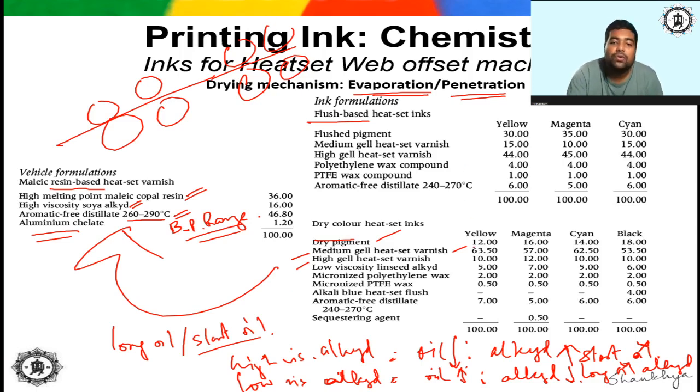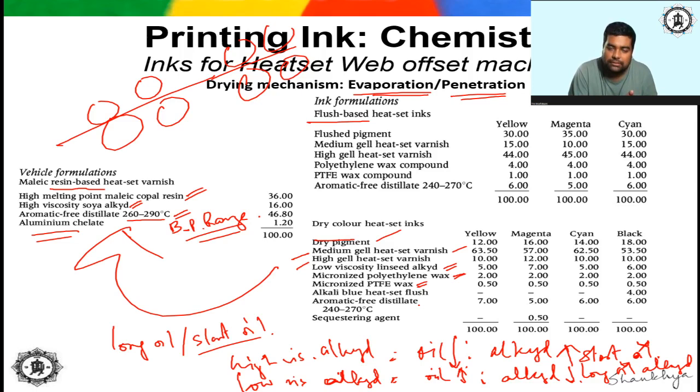Then you have low viscosity linseed alkyd, again another cooked alkyd is given. Then you have PE wax, PTFE wax. Why? Because normally, as I already told you in the earlier class also, wax improves the surface property. Now the question is, why is it important for us to increase the surface property of this heat set and not cold set? Now imagine what is the substrate on which cold sets are used?